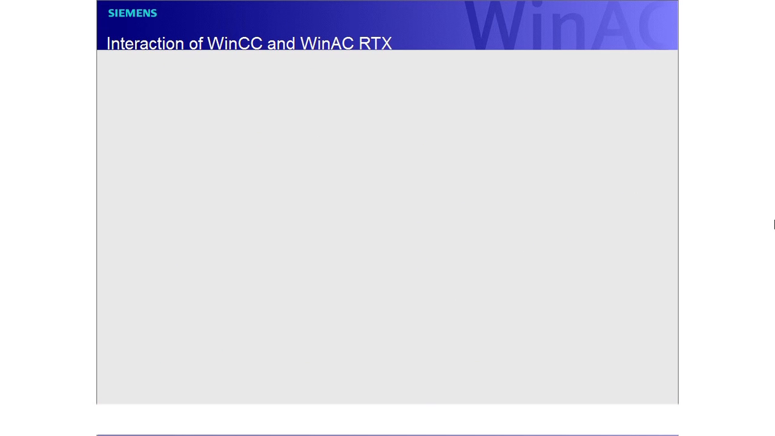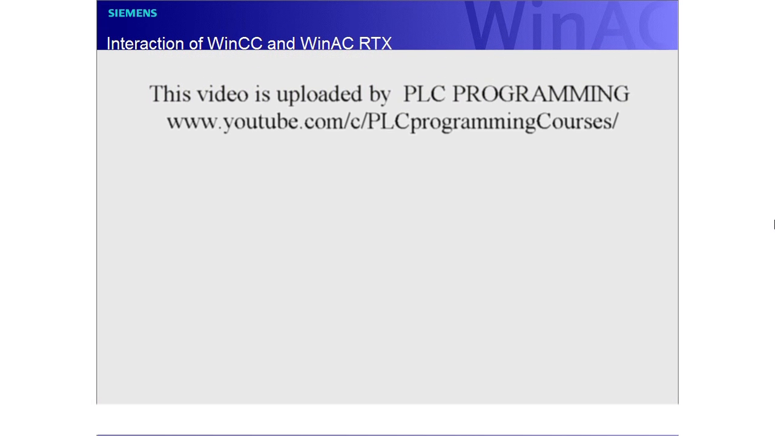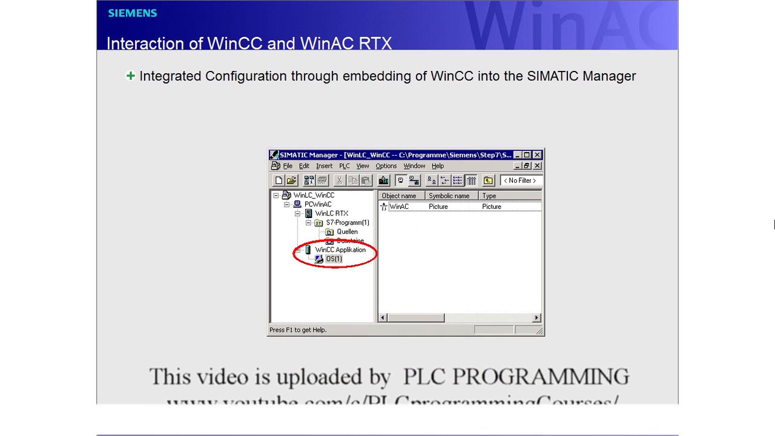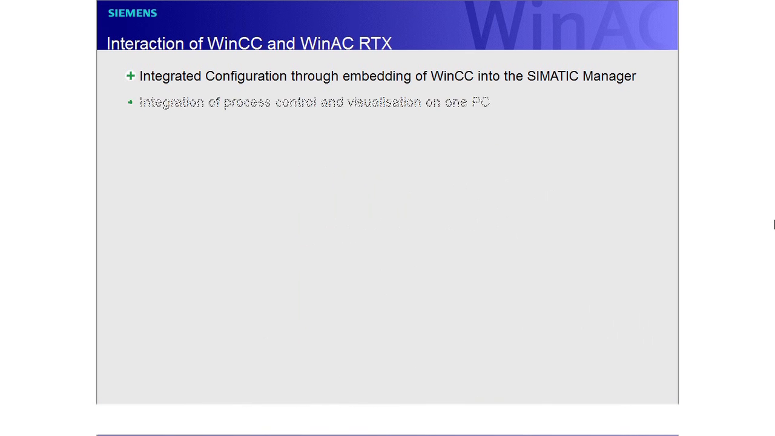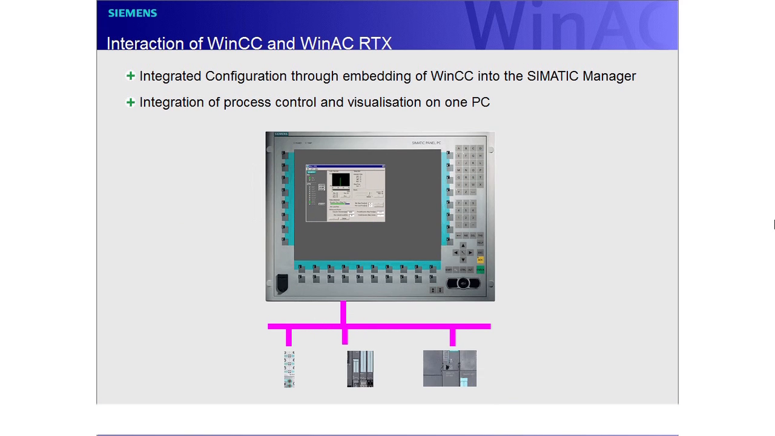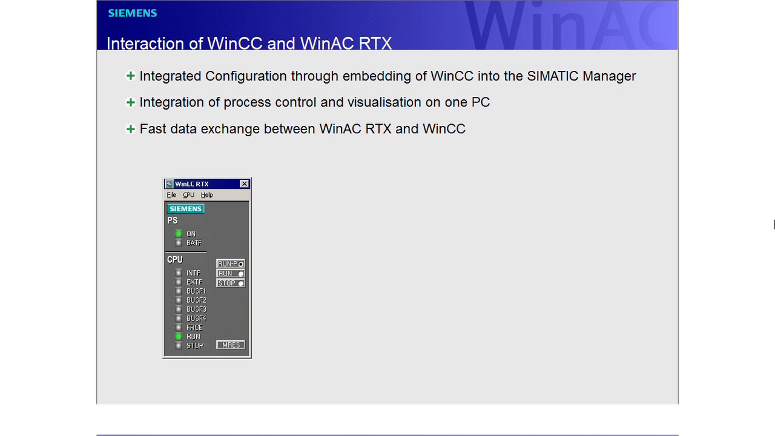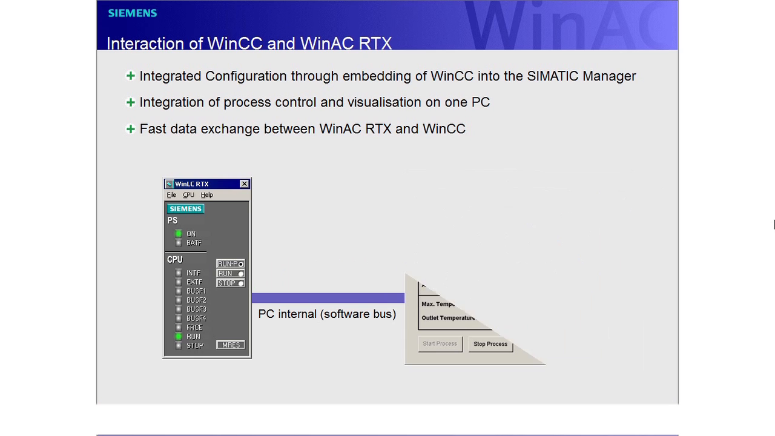The application of WinCC on a joint PC platform, together with WinAC RTX, provides a multitude of benefits for you. Embedding WinCC into the SIMATIC Manager reduces engineering expenses as well as lifecycle costs. Integrating process control and visualization on one PC reduces their hardware and commissioning costs. With WinAC RTX and WinCC running on a joint PC platform, data exchange between both occurs via an optimized communication channel. This enables fast transmission of a large amount of process data.